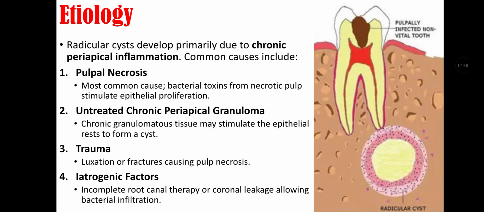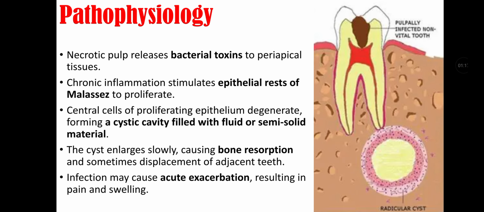Third etiology is trauma, as luxation or fracture causes pulp necrosis. Fourth etiology is iatrogenic factors, such as incomplete root canal therapy or coronal leakage allowing bacterial infiltration.